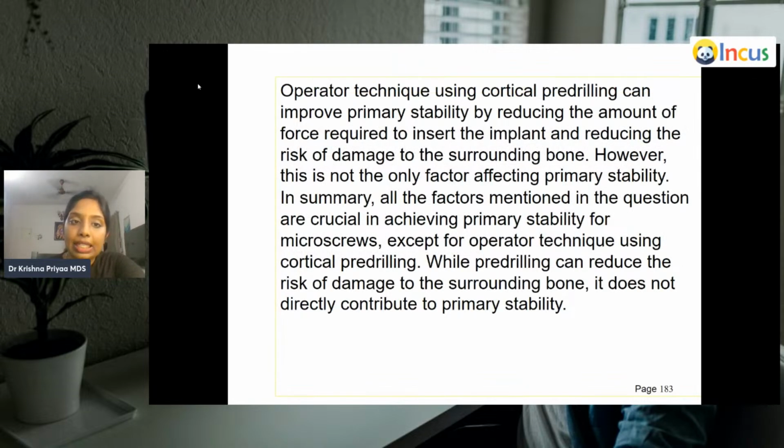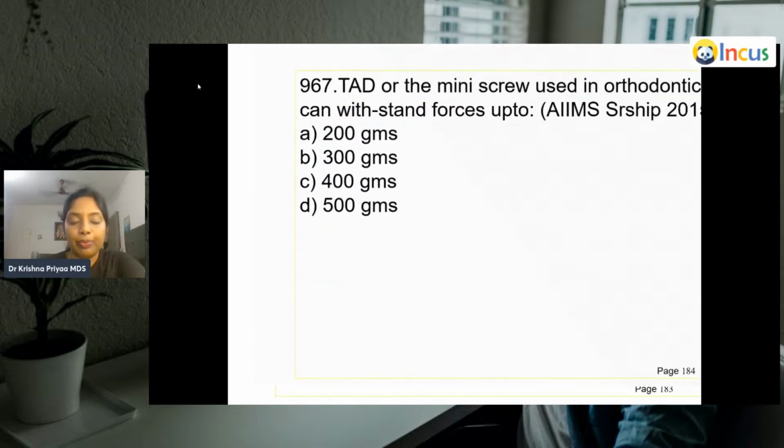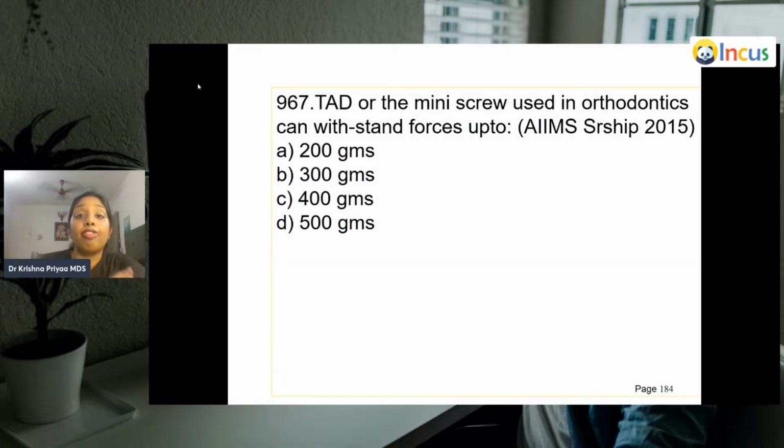Operator technique using cortical pre-drilling actually can improve the primary stability by reducing the amount of force which is required to insert an implant. But it won't be the major reason for primary stability. It may be an adjunct to it. Okay? So, in summary, all the factors that I've mentioned aid in primary stability, operator technique being the least of them. Though pre-drilling can reduce the risk of damage to the surrounding bone, it does not directly contribute to the primary stability. Okay, you understood about the factors involved in both the torque of the TAD and also the stability of the TAD, right? Going on.